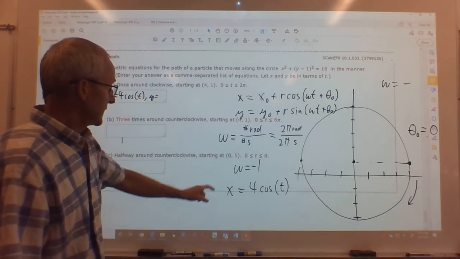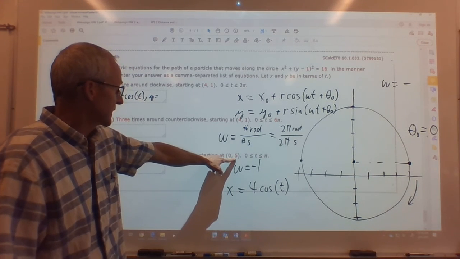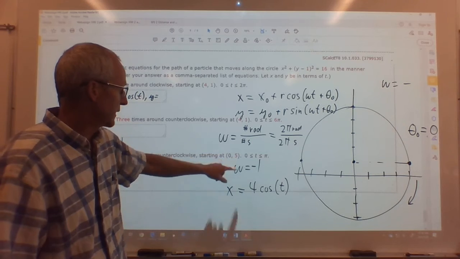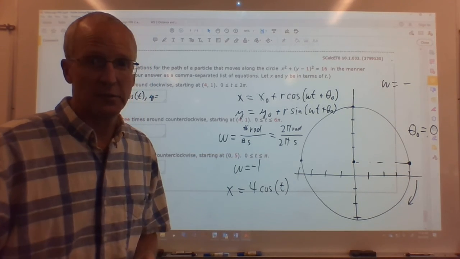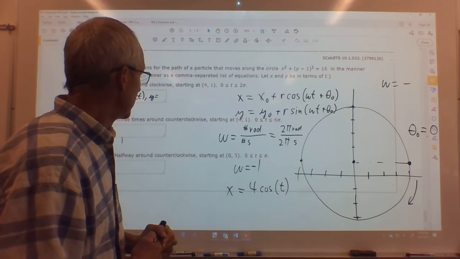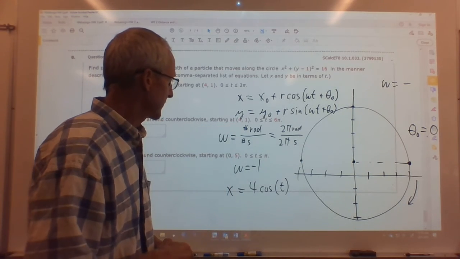And then different points. Oh, but look, here it starts at (0, 5), so you have to be careful with that one. It starts at (0, 5), so you have to figure out what theta 0 is for that one. Here it starts at the same place, so theta 0 is obvious.